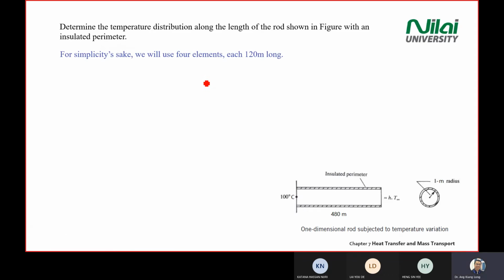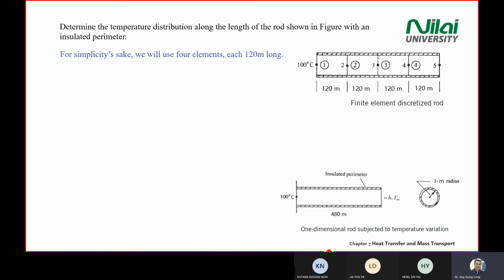So normally we will break the object. We call it discretization, or the meshing process when you use ANSYS. So the first step here, we also do meshing. We break the object into 4 pieces. As you can see from the question just now, the total length is 480 meter. We break into 4 pieces, where each piece is 120 meter: 120, 120, 120. So we're having 1, 2, 3, 4. We circle it with a number, which means that we have element 1, element 2, element 3, element 4, and we have node 1, node 2, node 3, node 4, node 5.